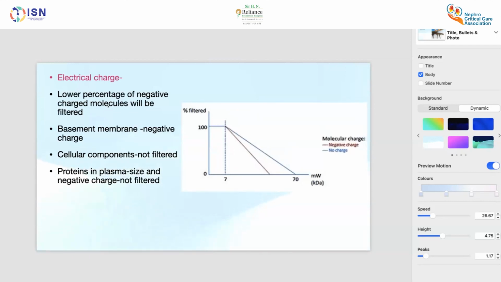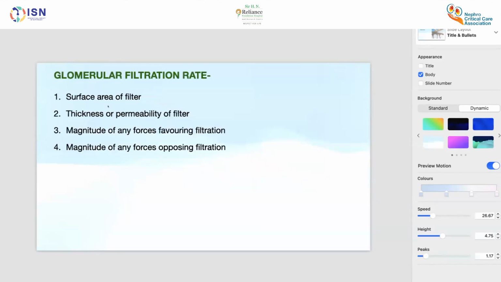A lower percentage of negatively charged molecules will be filtered. The basement membrane itself has a negative charge, and the cellular components are not filtered during this process. The proteins in the plasma, because of their size and negative charge, are not filtered in the system.